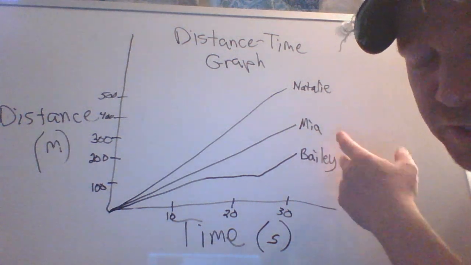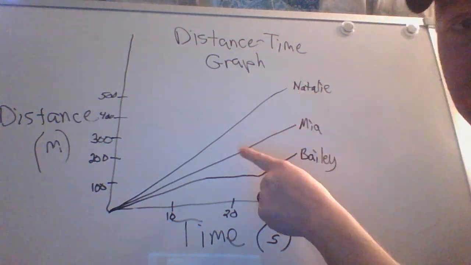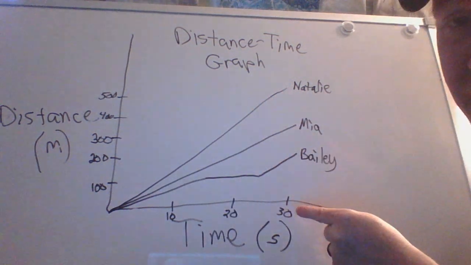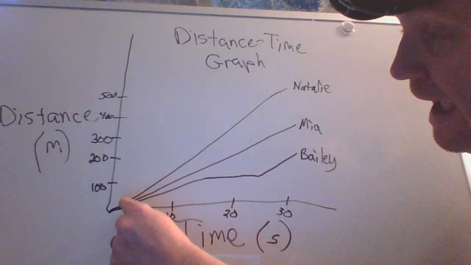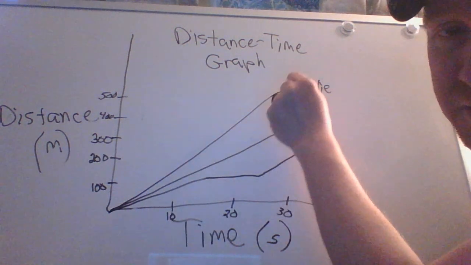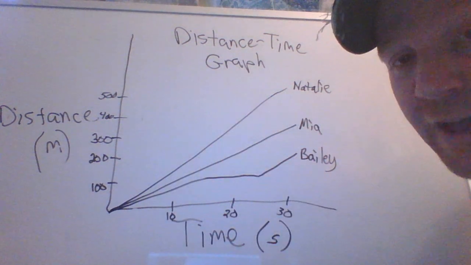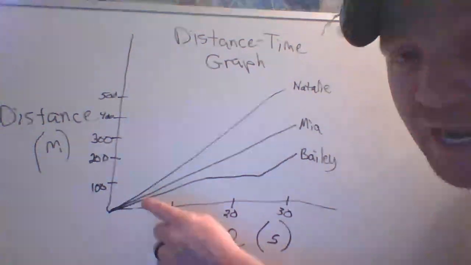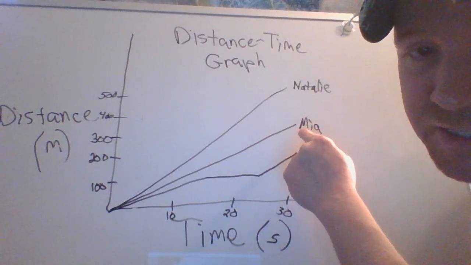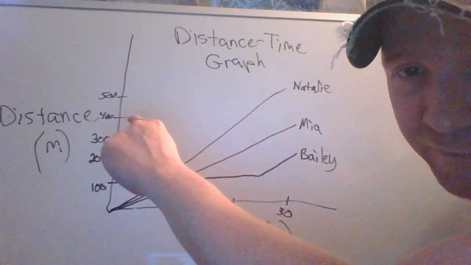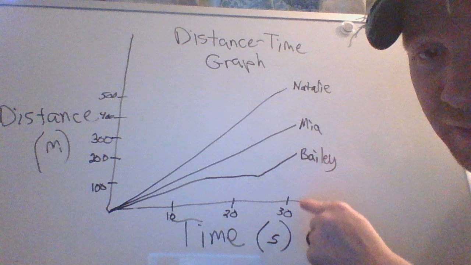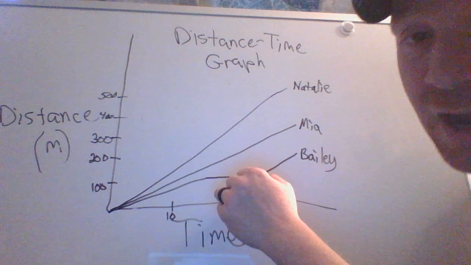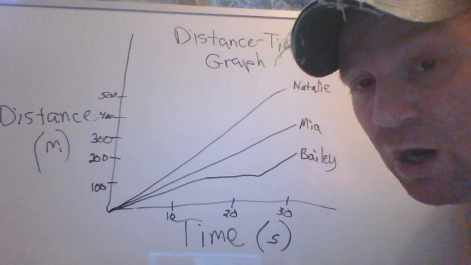But let's look at each particular object. Natalie, she covered well over 500 meters. She went over 500 meters in the 30 seconds that she traveled. And notice the line. My line's not perfect, but it's somewhat straight. I was trying to show constant speed, okay? Mia, same thing. She does not cover as much distance. What is she at? Between 400 and 500 meters covered in her 30 seconds. But she also has a relatively straight diagonal line on the graph. That is also showing constant speed.